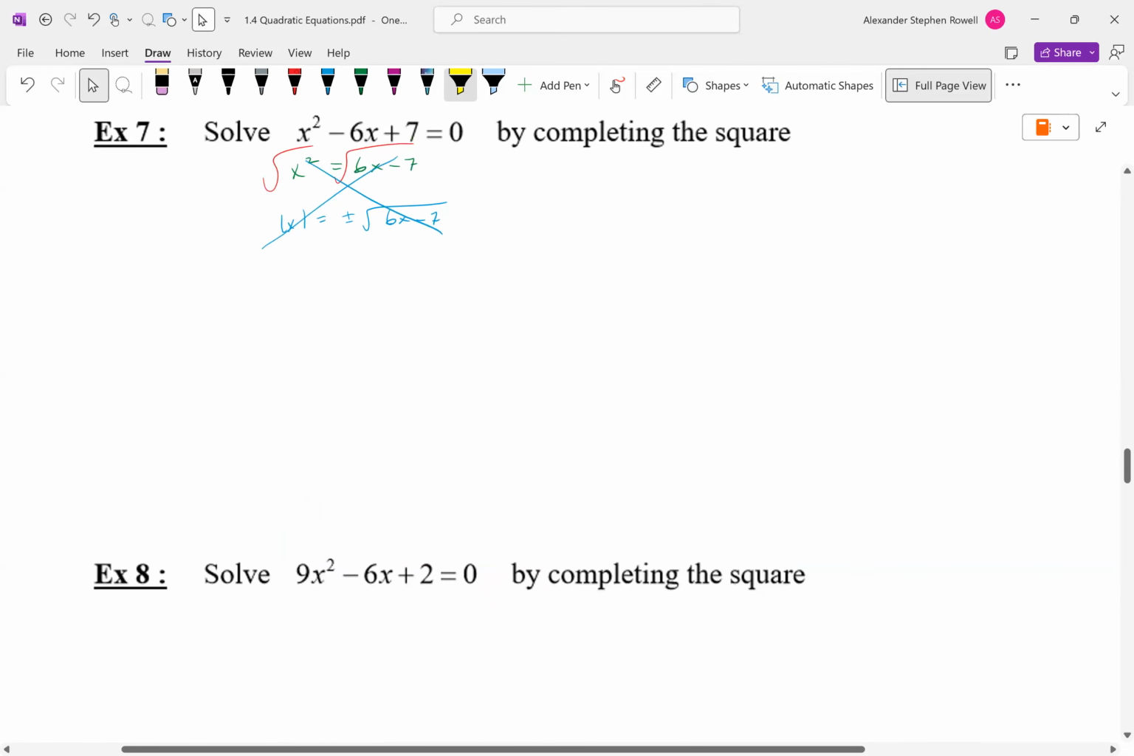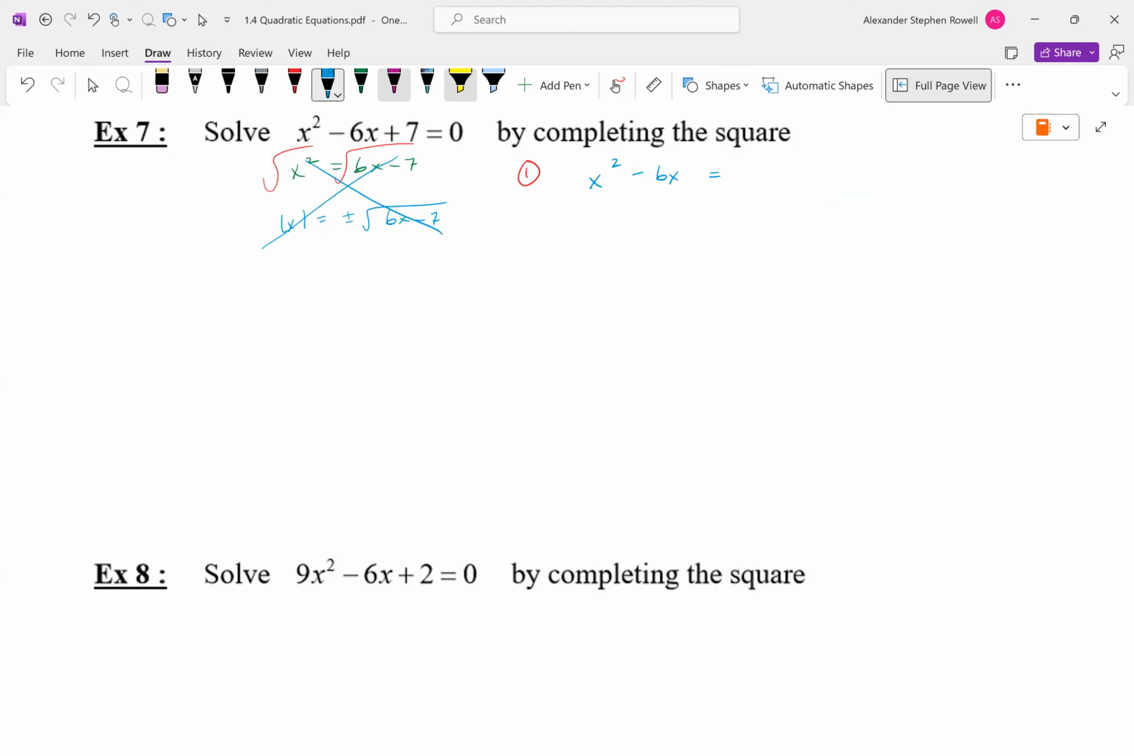So let's go ahead and do that on this problem. So step 1, you want to first do what? Good, move over the constant. So x squared minus 6x is equal to -7. Okay, and I'll leave some room here. And step 2 is skipped because the leading number is 1. So we already have a 1 here. We're going to skip step 2, which would be to divide by that number.